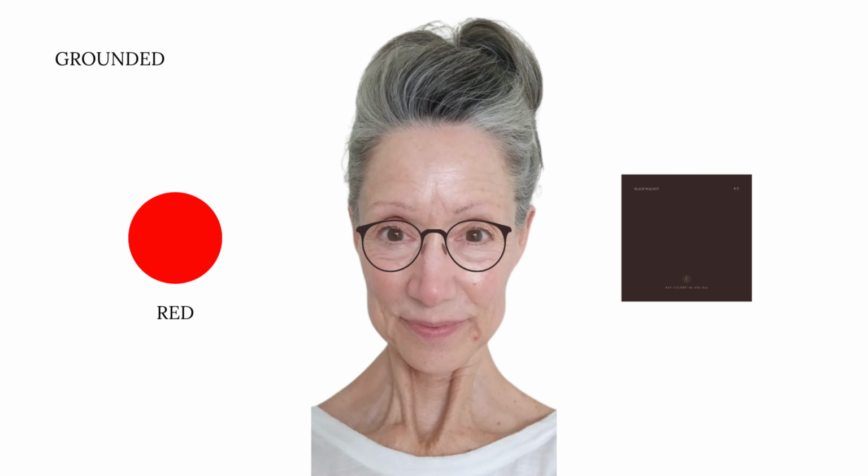The grounded color for her specific color type would be a red-based frequency, black walnut. As you can see, it looks much softer on her. It lifts her eyes and she looks more radiant through this color. The color and the frame are one unit. They need to be aligned with each other. You cannot choose just any frame with any color because the color influences the frame and vice versa.